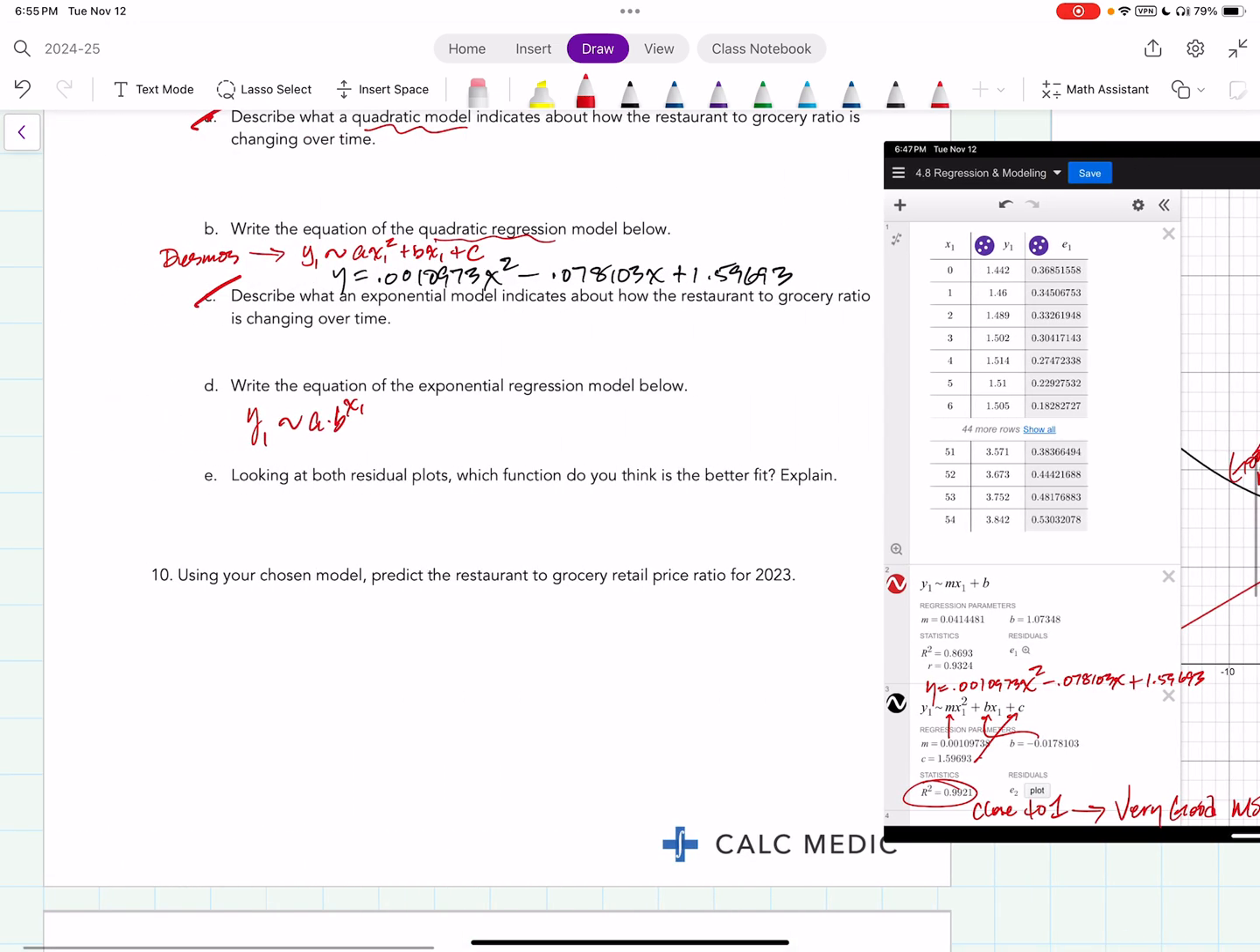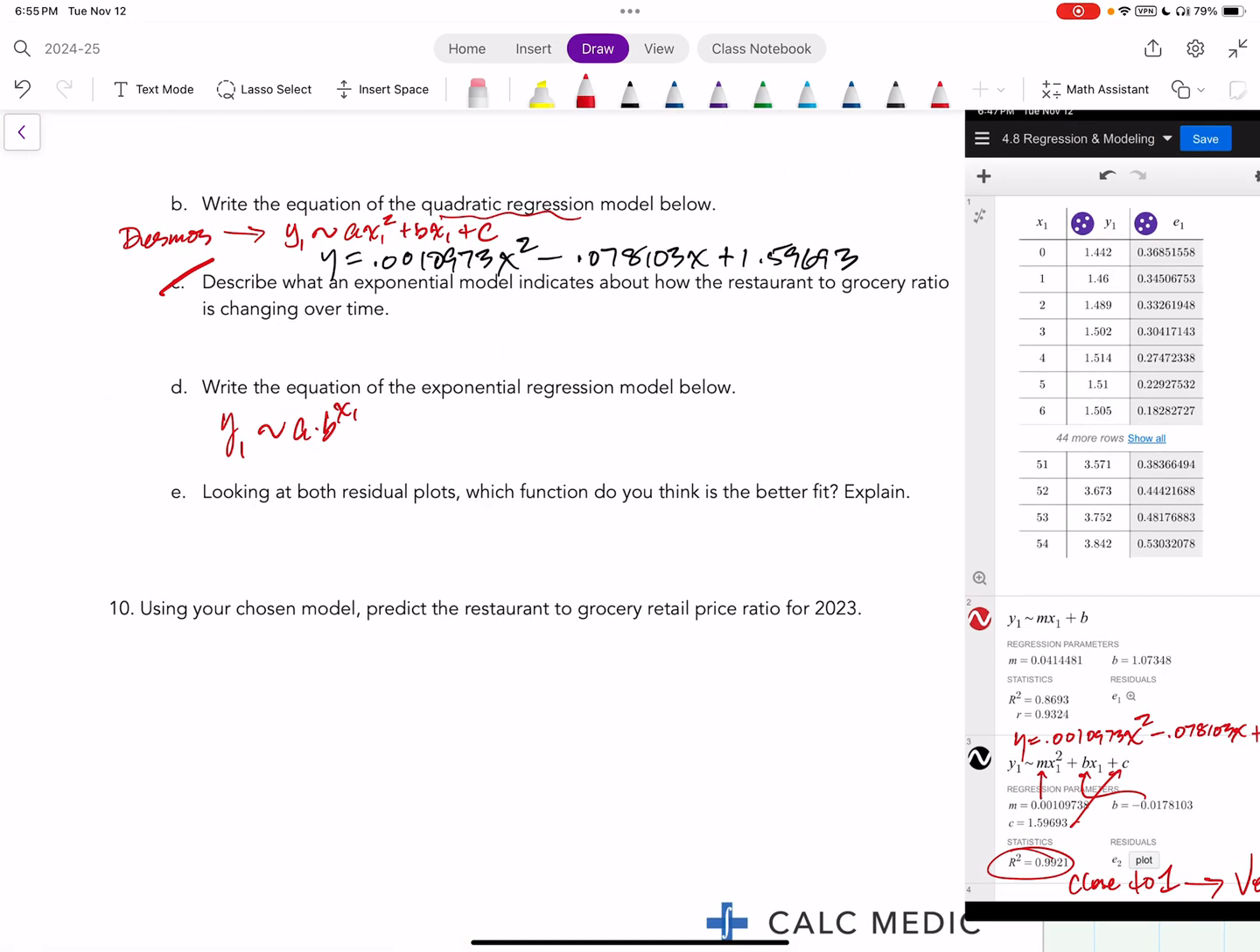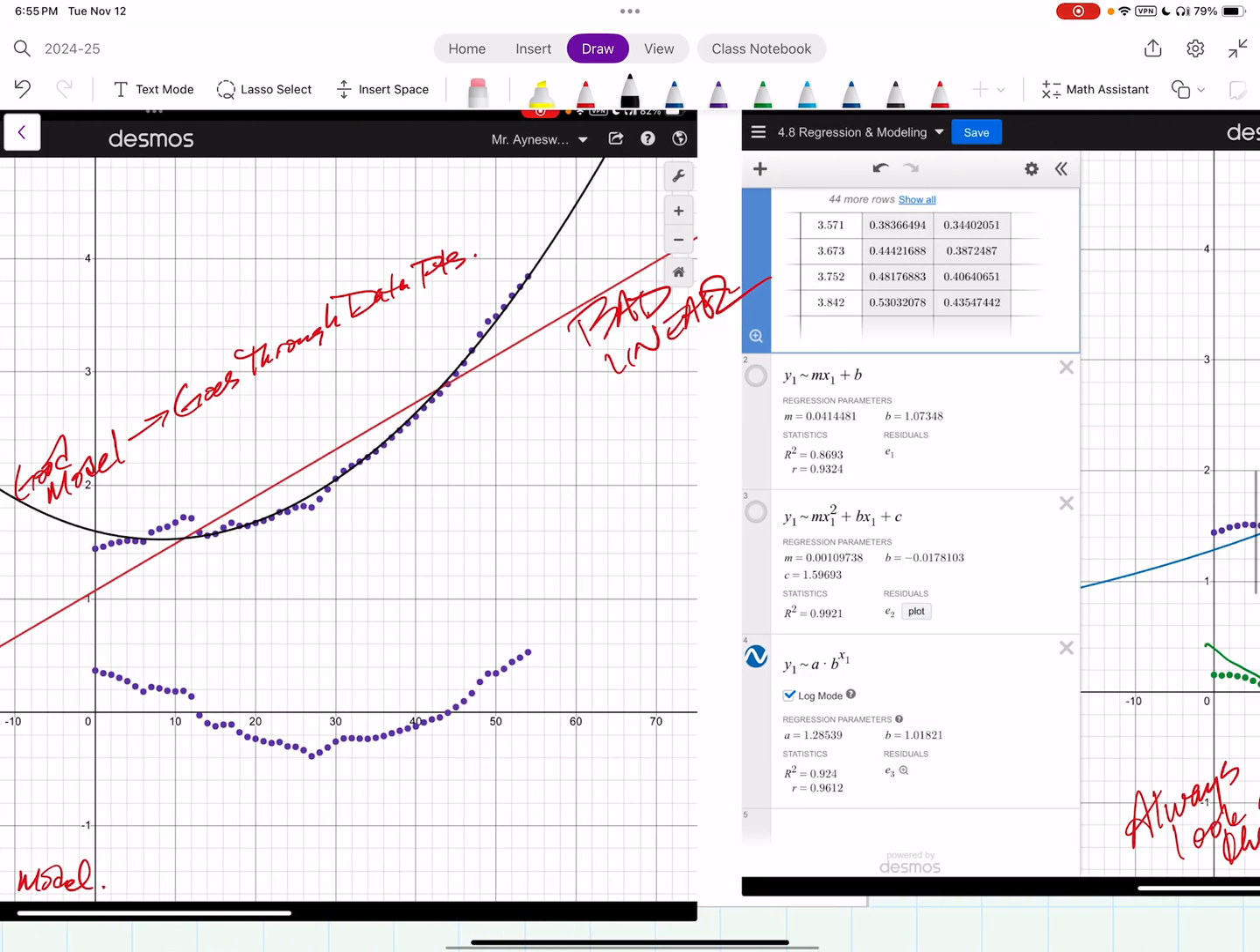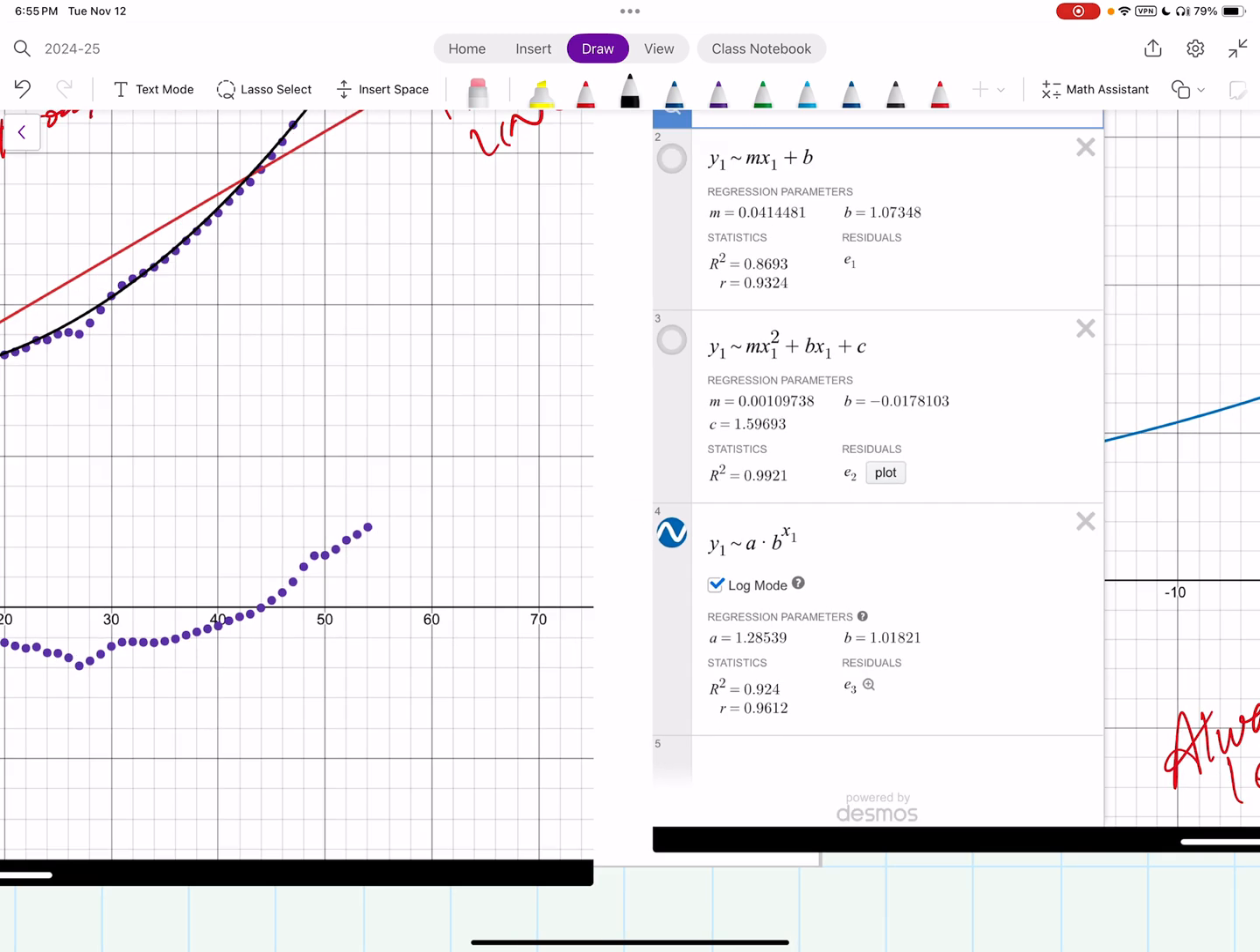Okay, so let's write down the function here. So our exponential model, what does that look like? Y is equal to... I have to go grab the values. So here you take these values and you substitute them in your function. So y is equal to 1.28539 times 1.01821 raised to the x power. There's your exponential model.